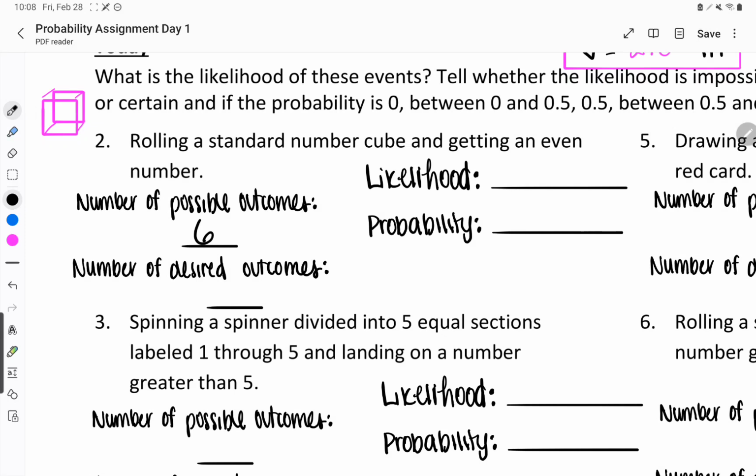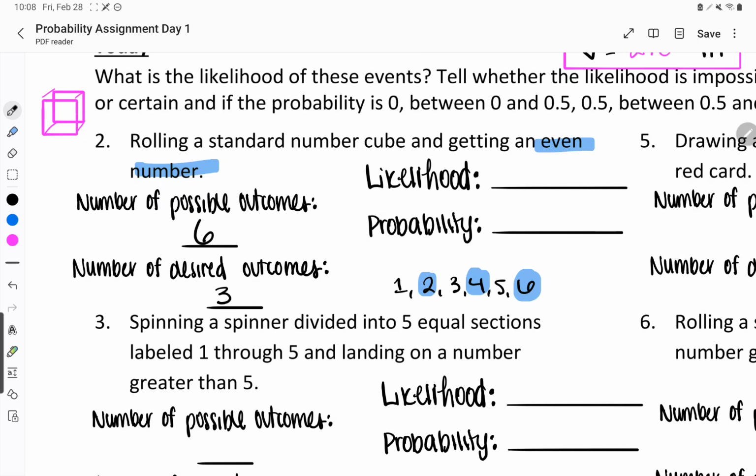And then it says getting an even number. Well, let's think about a dice. It has the numbers 1, 2, 3, 4, 5, and 6 on it. So of those, how many even numbers are there? 3. So that's 2, 4, and 6. So there are 3 desired outcomes.